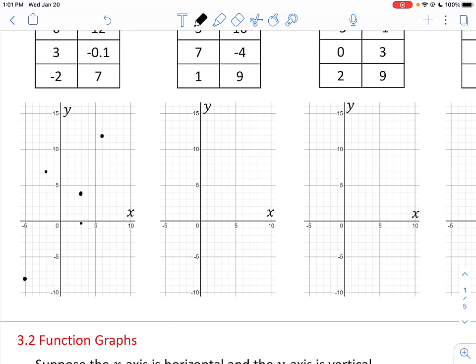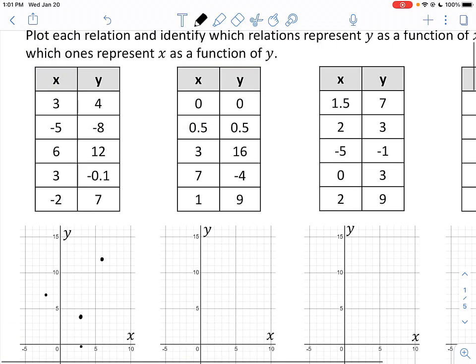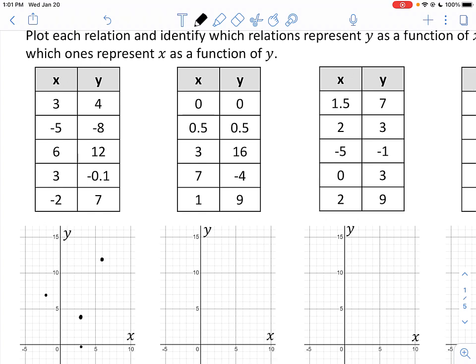To determine whether the relation that's plotted represents a function of x or a function of y, we can use what's called vertical or horizontal line tests. Recall that to be a function of x, there has to be only one y coordinate for every x. Well, in this case, x equals 3 shows up twice, but it has different y coordinates. So this violates the condition for y to be a function of x.